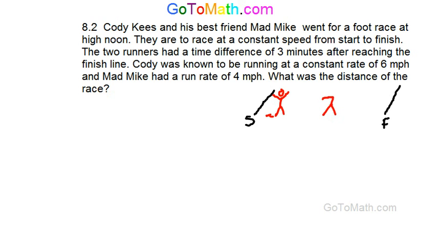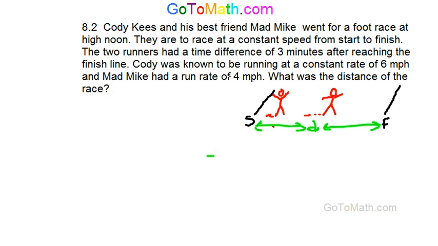Cody, I'm giving you the benefit of the doubt here on this race. He's got his hands out. I'm going to win. Alright, so Cody comes over the finish line, and then 3 minutes later, here comes Mike. And the question is, how far did they run? Okay, so that would be the distance. That would be this distance here. How far did they run? Okay, the distance. I shouldn't have put arrows on that. I don't know why I did, but anyway.